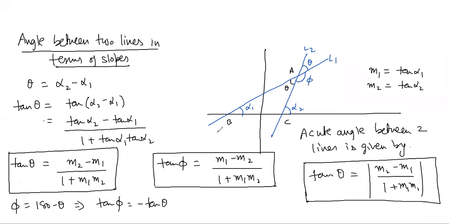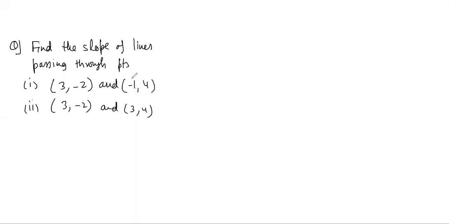Now let us do some problems based on this. Basically, these two questions are very simple questions based on the formula of slope. We have to find the slope of the lines passing through these two pairs of points. In the first part the two points are (3, -2) and (-1, 4), and in the second case the points are (3, -2) and (3, 4). So please solve these two questions quickly. Both are direct formula based.